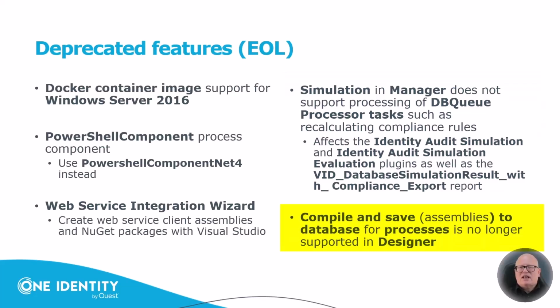Last but not least, let's have a look at the Designer. You all know that feature. You are developing a process in Designer. You want to test that process and you hit that local compilation button to get new assemblies created. This feature, of course, exists in Identity Manager 9.3.